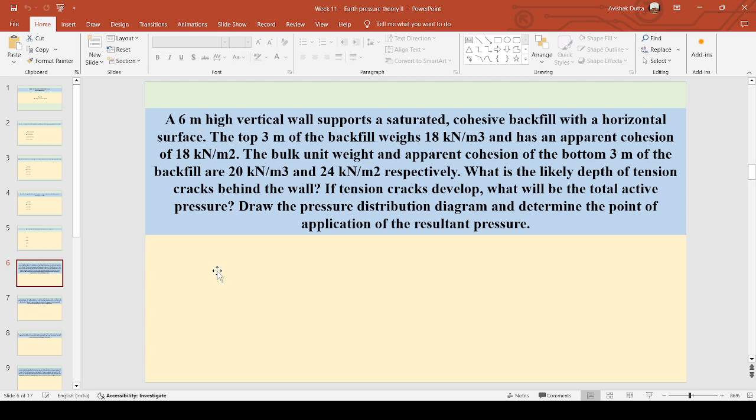What is the likely depth of tension cracks behind the wall? If tension cracks develop, what will be the total active pressure? Draw the pressure distribution diagram and determine the point of application of the resultant pressure.